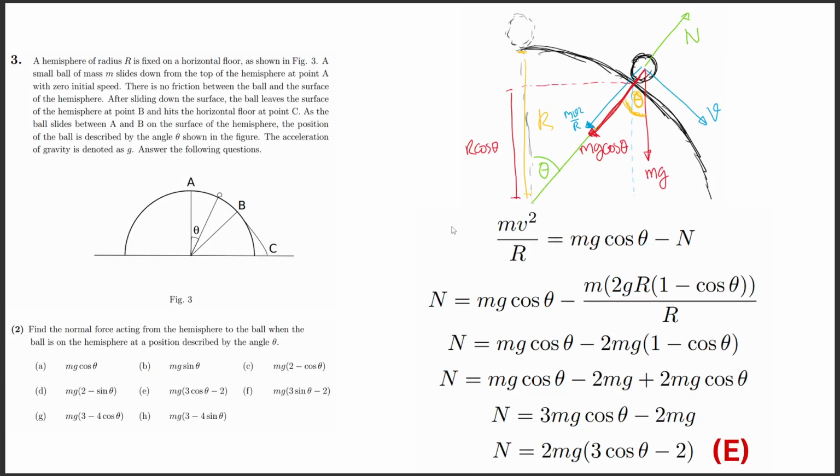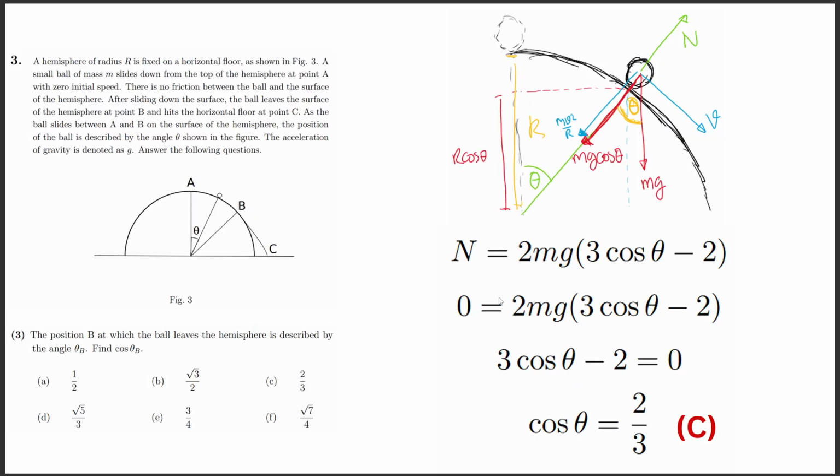So we found N from number 2, and we divide both sides by mg. This still becomes 0, this becomes 1. So 3 cosine theta minus 2 equals 0, and we find cosine theta is equal to 2 over 3. That is C.